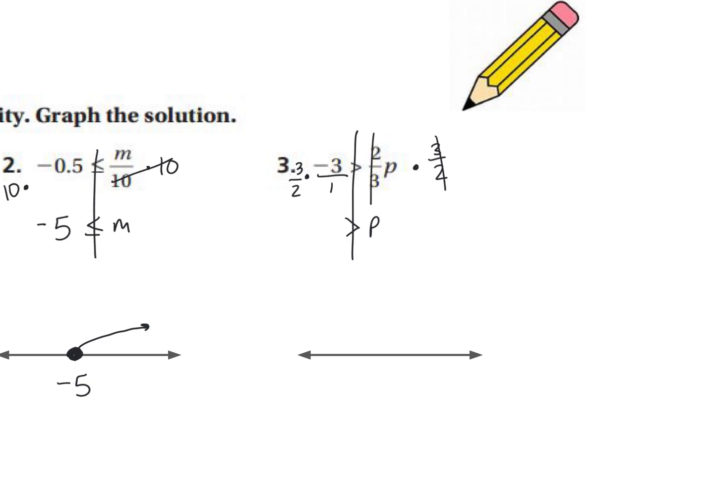3 times -3 is -9. 2 times 1 is 2. -9/2 I'm going to use as my answer, or I could simplify this to negative 4 and 1/2. Both of those are the same. I'm going to give it an open circle since I can't use it as an answer. There's no equal to bar underneath. And this time my mouth is opening towards the number, meaning I want numbers that are smaller. So I'm going to go to the left.